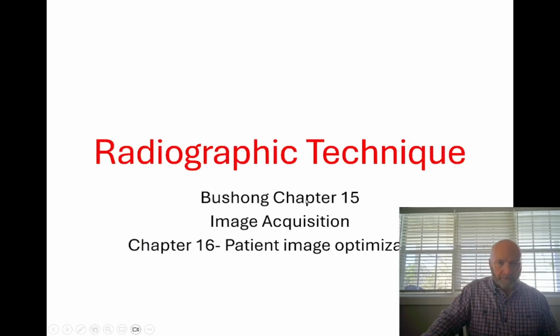Today I'm going to talk about radiographic technique, primarily coming from Bushong Chapter 15. And this next test covers Chapter 15 and Chapter 16. Chapter 15 is called image acquisition. It's really radiographic technique. Chapter 16 is patient image optimization, and that's really patient factors, including things like body habitus, thickness, density, and pathologies and things like that.